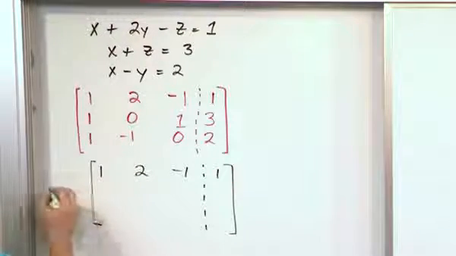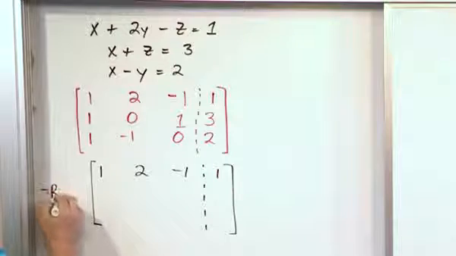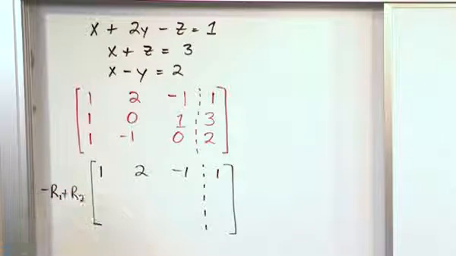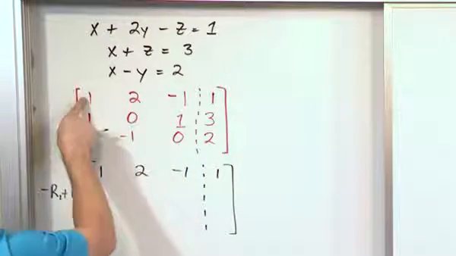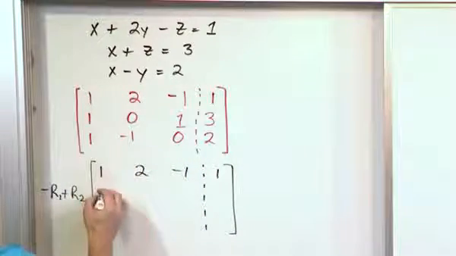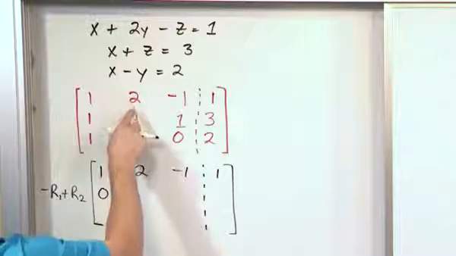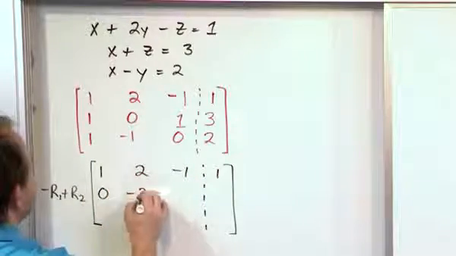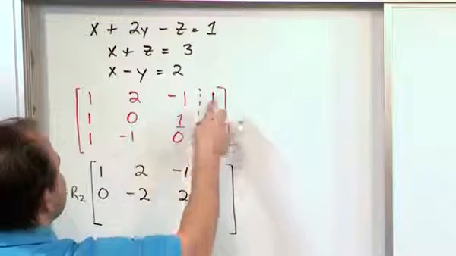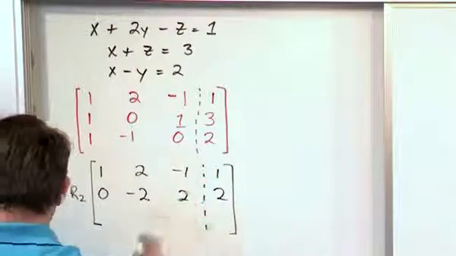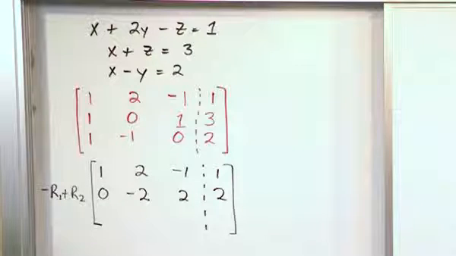So on the second line, I want to take negative r1 plus r2. I want to take a negative 1 and multiply it by these elements and add it below. When I take negative 1 times this and add it here, I get a 0. Negative here and then add it here, I get negative 2. Negative times this gives me positive 1, plus this gives me a 2. Negative here plus this gives me a positive 2. So far I'm doing well.